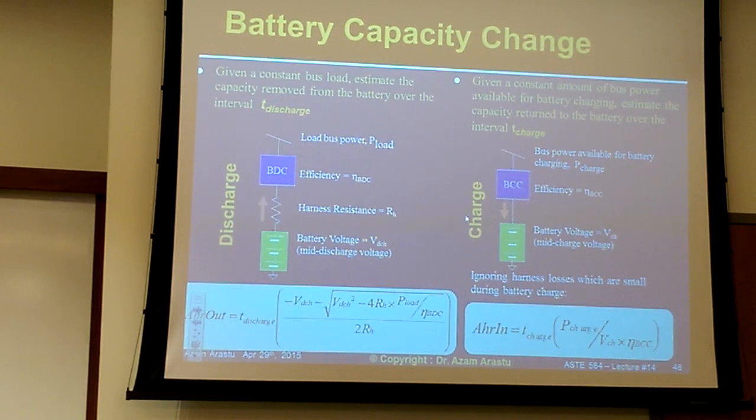So always make sure to account for the harness losses. And depending on whether the solar array is operating, you need to take that piece of harness. So be careful what piece of harness will be active during that particular point and account for that in your analysis.